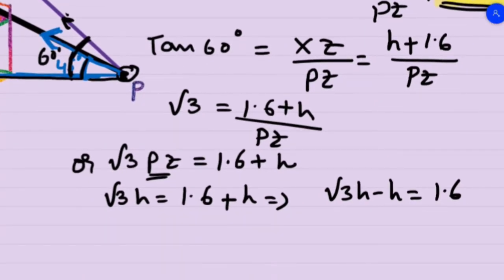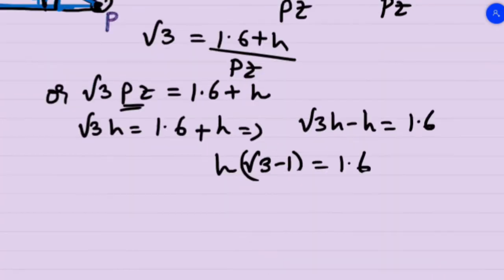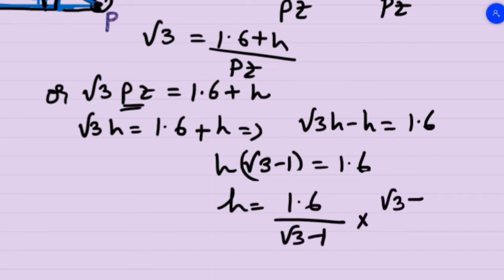So from here, H into (root 3 minus 1), if you take H common, will be equal to 1.6. So now from here, your H will be equal to 1.6 by (root 3 minus 1). Children, here you can rationalize it by multiplying the numerator as well as the denominator by root 3 plus 1. So see what you are going to get.